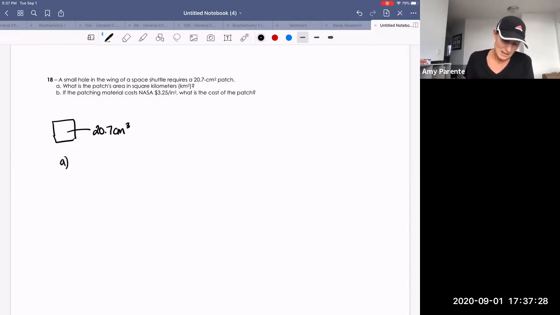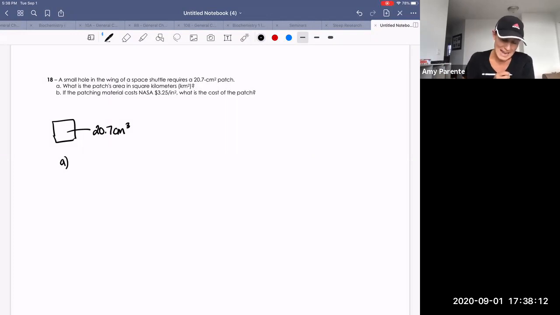The first part asks us to figure out the patch's area in square kilometers. This is a problem I've had in the past. It was from a previous textbook. I don't love this problem because I don't think it has a lot of practicality. Nobody's going to measure the area of a patch that's 20 cubic centimeters in cubic kilometers. It's just not reasonable. So keep that in mind as we work through this. We're going to get weird looking numbers, but that's because we're asking to basically take a patch that's maybe the size of a large Band-Aid, and then we're going to say how many square kilometers is that. So it's going to be a weird number, but the strategy is still going to be the same.